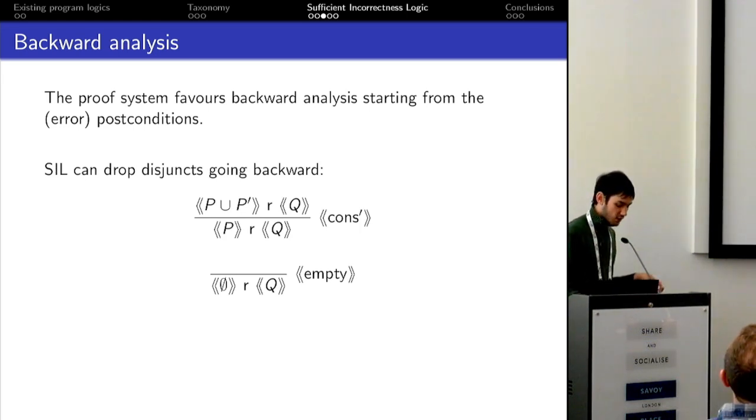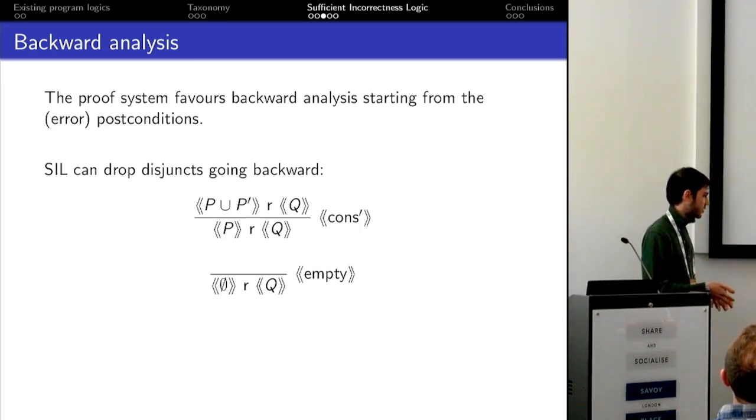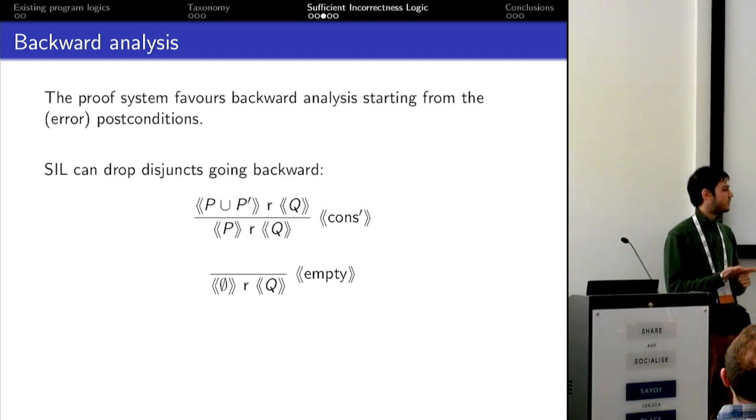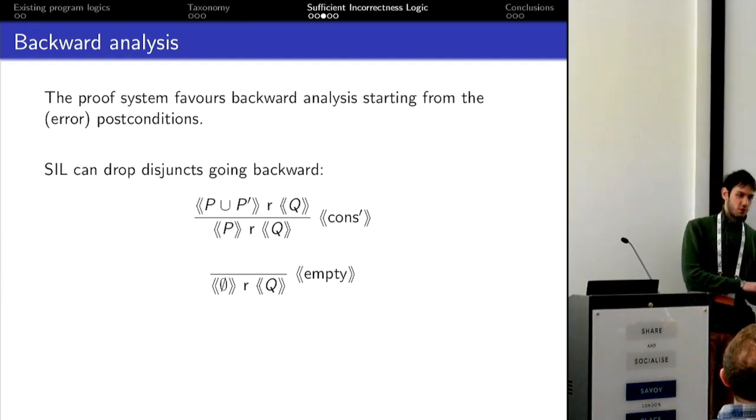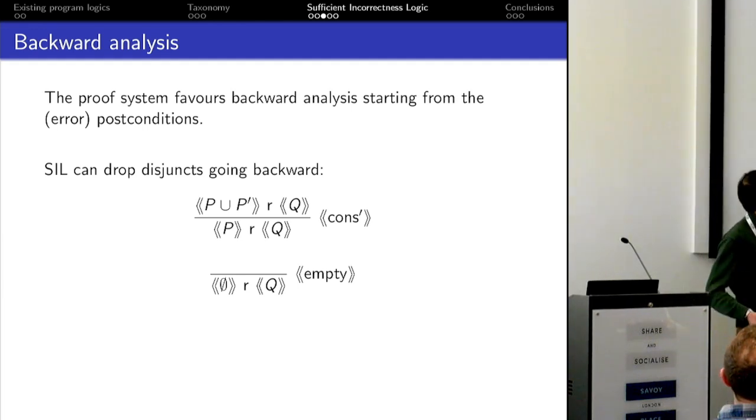And lastly, one of the very important points of incorrectness logic was its ability to drop disjuncts in the analysis. And we argue that SIL can do the same thing. It can drop disjuncts with respect to the backward direction of the analysis. So this is a weaker version of the consequence rule, where if you have a disjunct P union P prime in the precondition, you can drop P prime and only care about one of the disjuncts P.